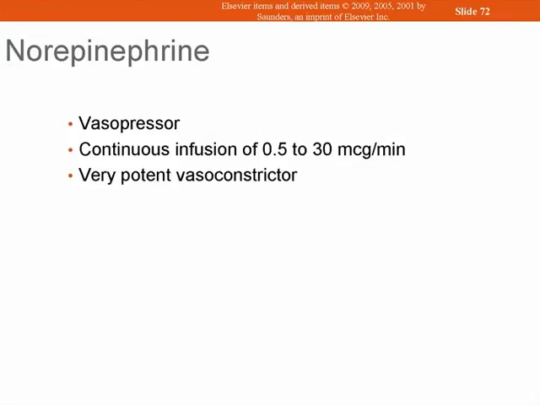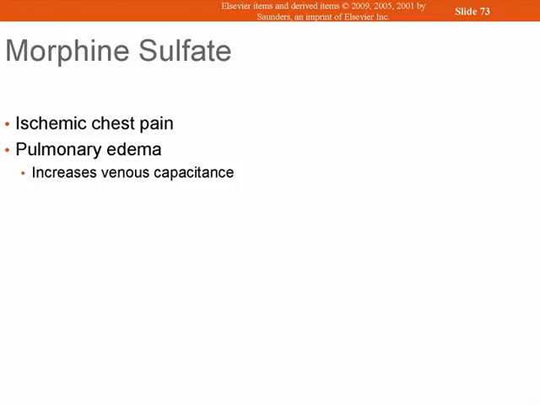Norepinephrine, Levophed, it is a vasopressor. It's a very potent vasoconstrictor, and it's given by continuous infusion anywhere from a half to 30 micrograms a minute. Morphine sulfate is used for ischemic chest pain patients. It's also used in pulmonary edema patients, as it will help increase venous capacitance, or the ability for the venous vasculature to maintain an increasing capacity.